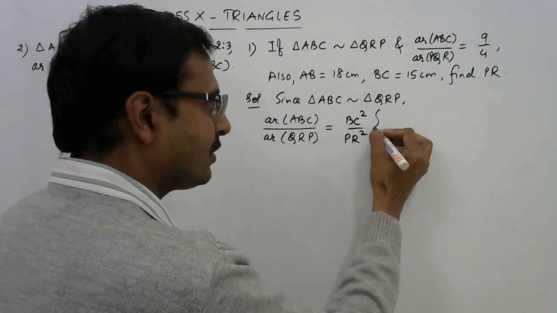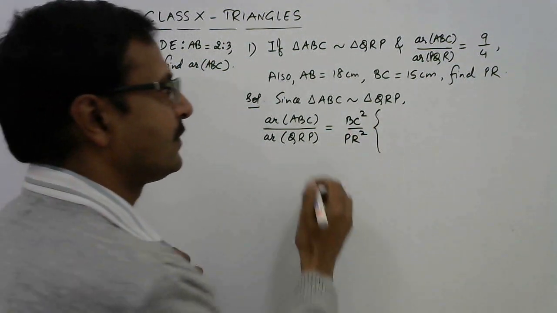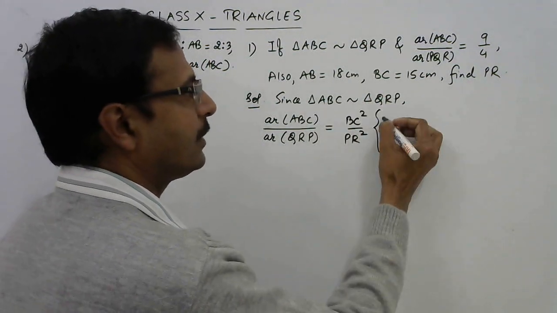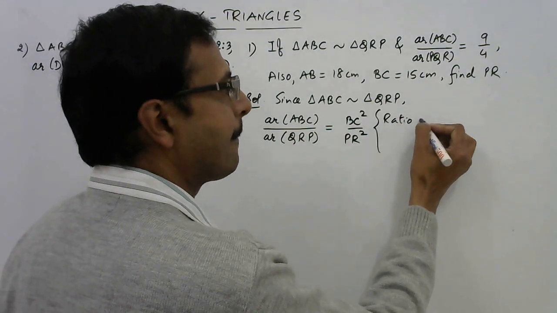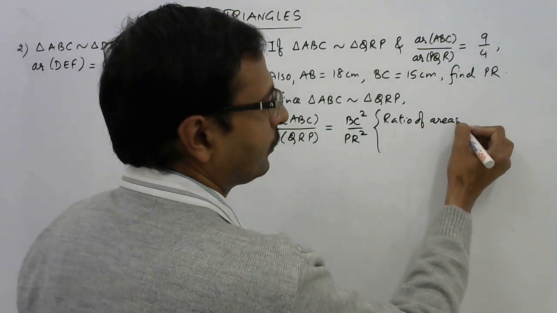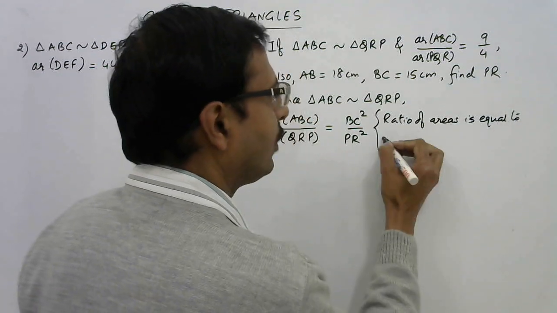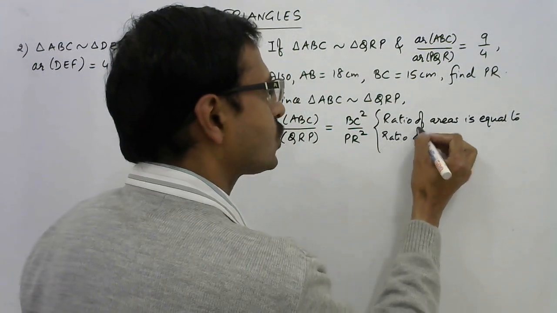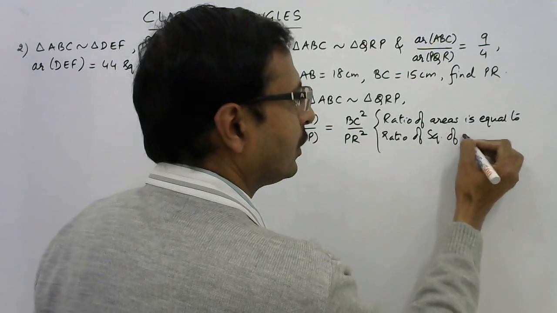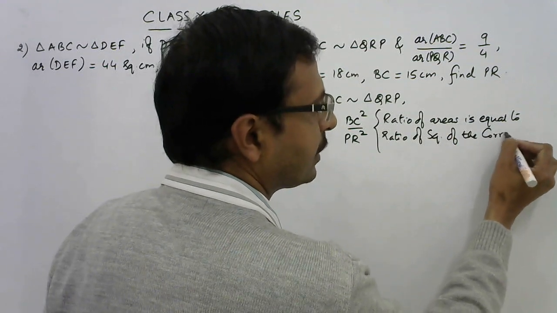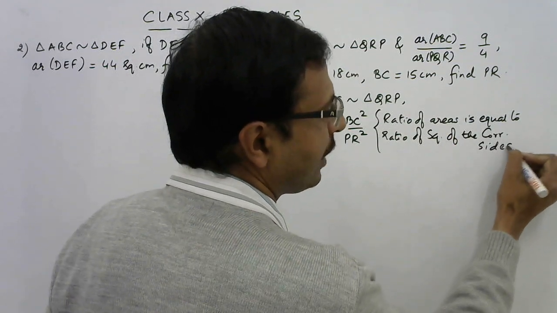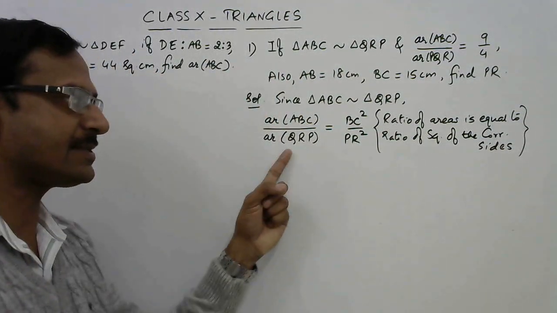You have to mention why we have taken this. Since the triangles are similar, ratio of areas is equal to ratio of squares of the corresponding sides. Now this is the reason you have to give why we have written this result.